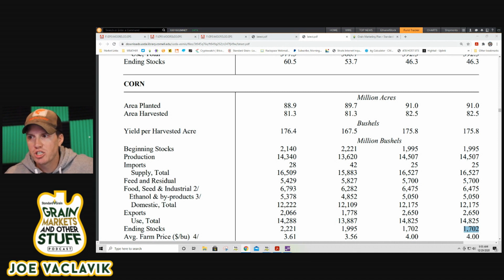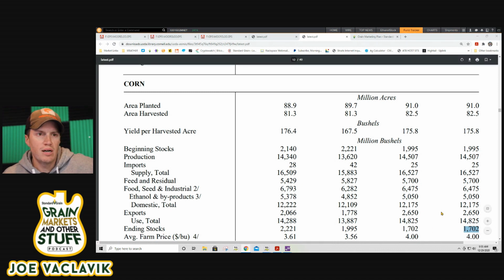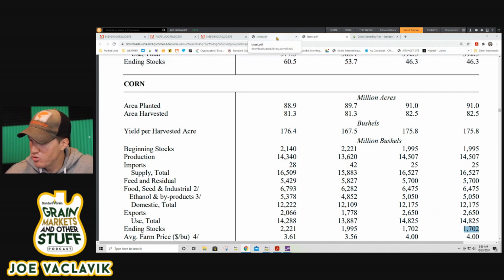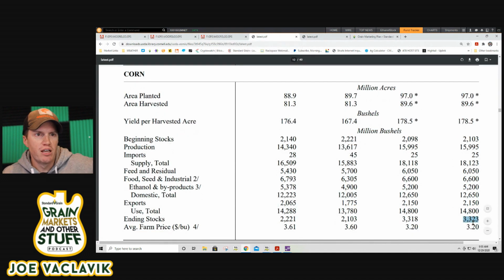They've got the carry-out projection at 1.702 billion bushels, 1.7 billion. And that's fairly light compared to what we've seen the last several years. Now I'm going to go back to, was it June? I'm going to go back to June. This was the same balance sheet in June, the same projection. 3.32 billion bushels was what they projected in June.